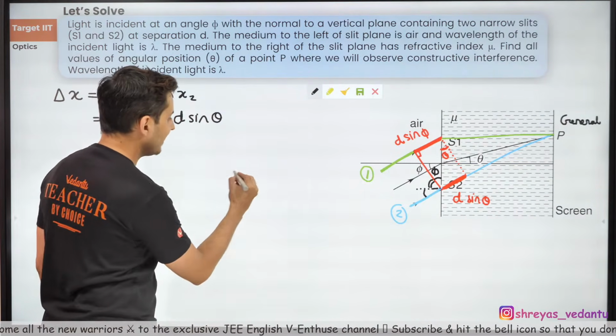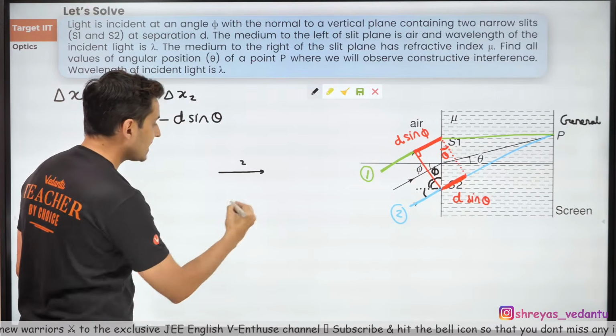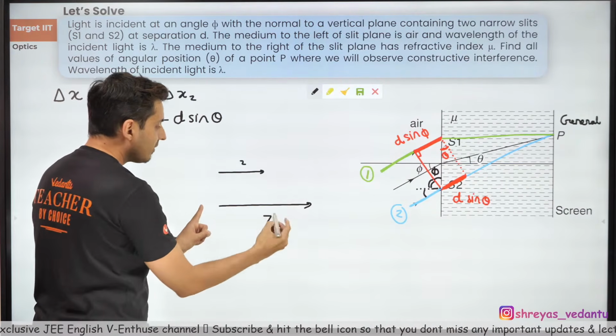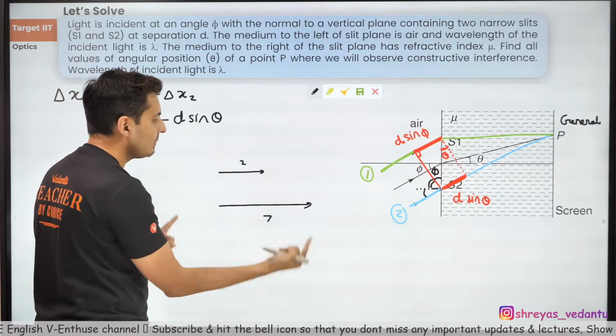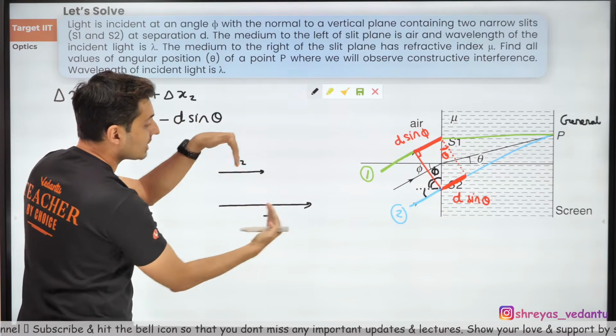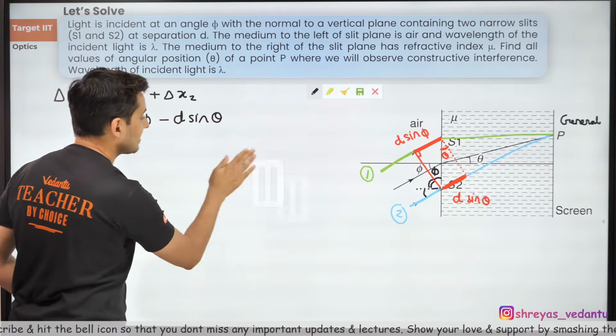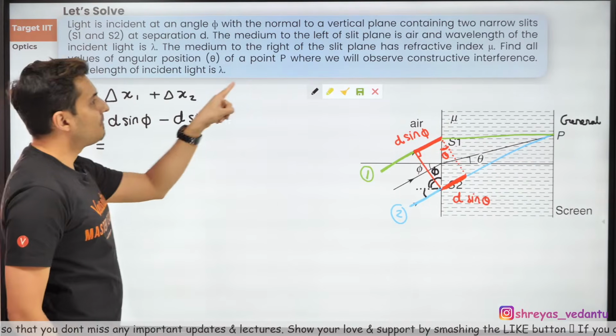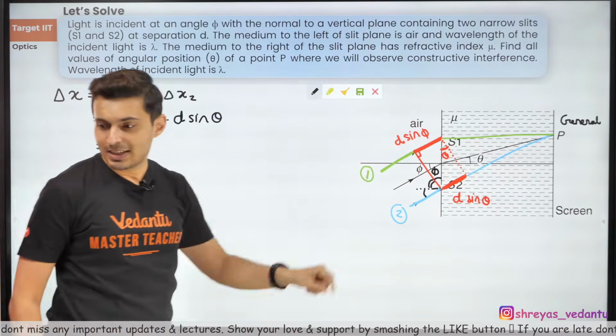It's like saying first ray went ahead by 2 meters, second ray went ahead by 7 meters. So the total difference will be 7 minus 2, not 7 plus 2. Understand that, okay? Each time it was a different ray which created the path difference. So that's why that subtraction is there. All right. Now, because it is mentioned, it will be a constructive interference.